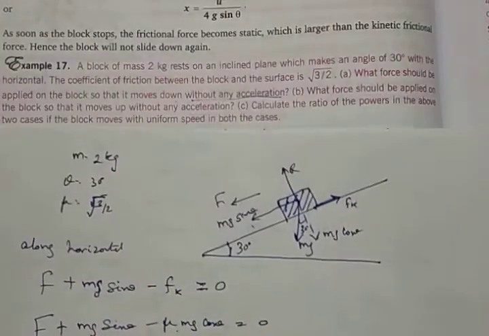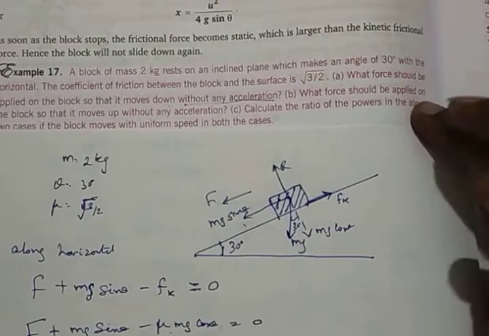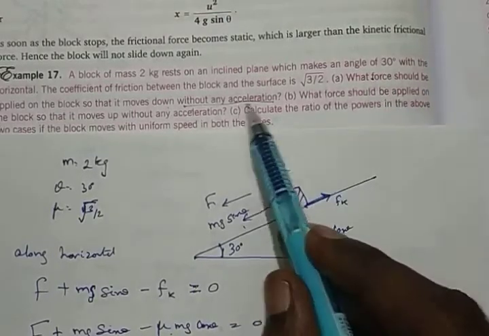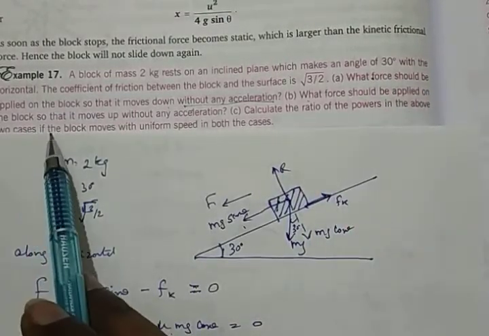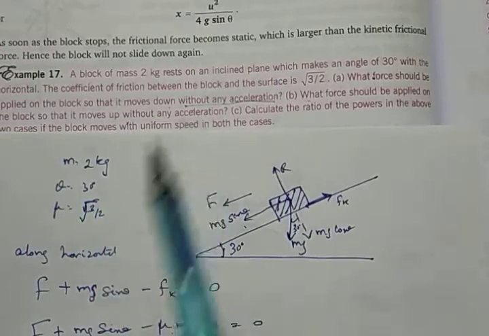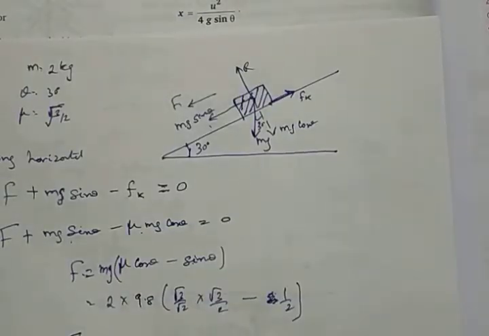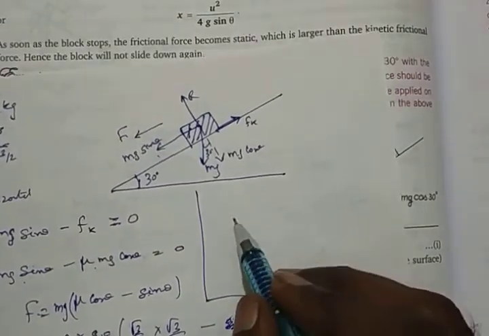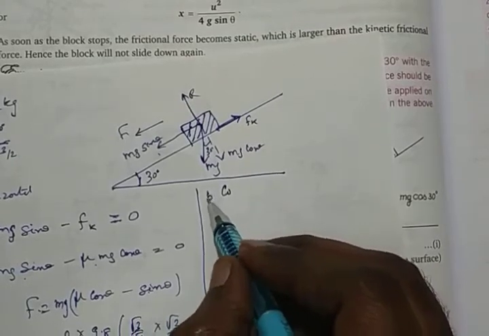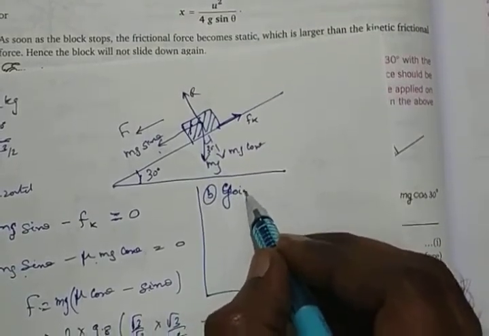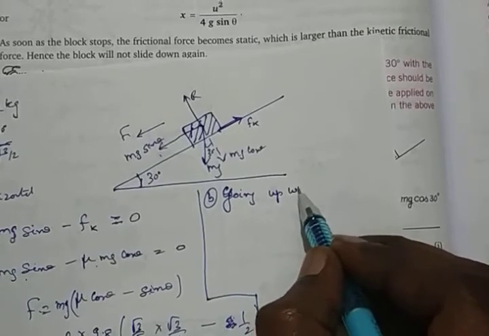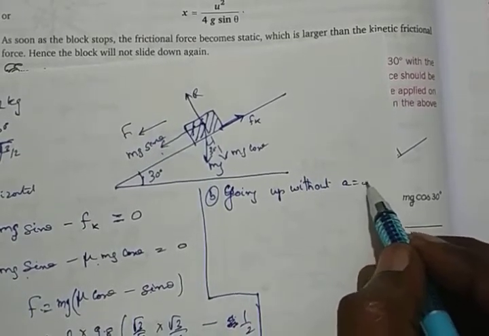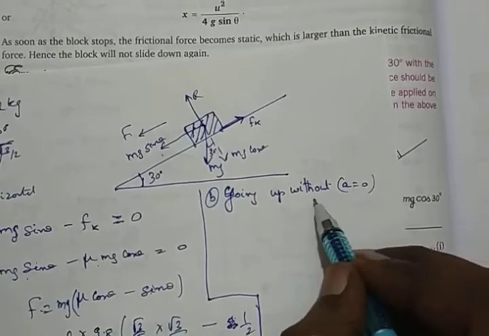The second part of the question is quite interesting. Now look at this one. B part: what force should be applied on the block so that it moves up without any acceleration? Earlier it came down without any acceleration, now going up without any acceleration. How will you do this? Okay, going up, this is B part, going up without acceleration. That is, acceleration is 0.